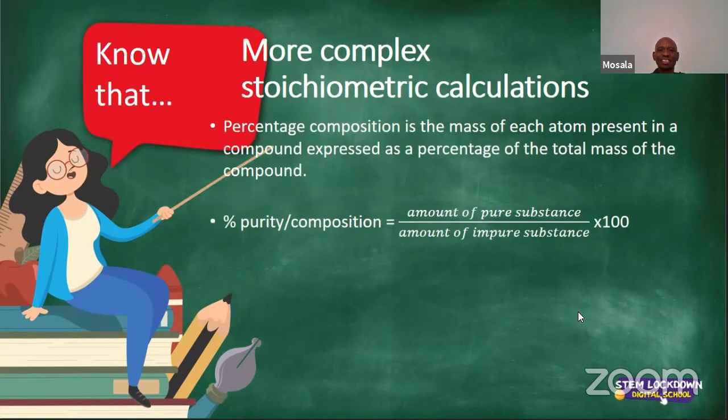Percentage composition is the mass of each atom present in the compound expressed as a percentage of the total mass of a compound. So for instance, we have talked about the amount of calcium carbonate, for argument's sake, in a sample of a seashell. So the percentage purity there, or percentage composition, will be given by the amount of pure substance over the amount of impure substance multiplied by 100.